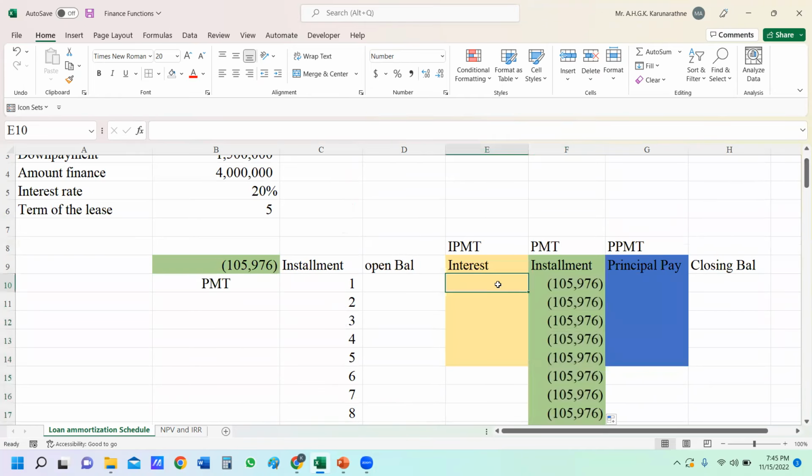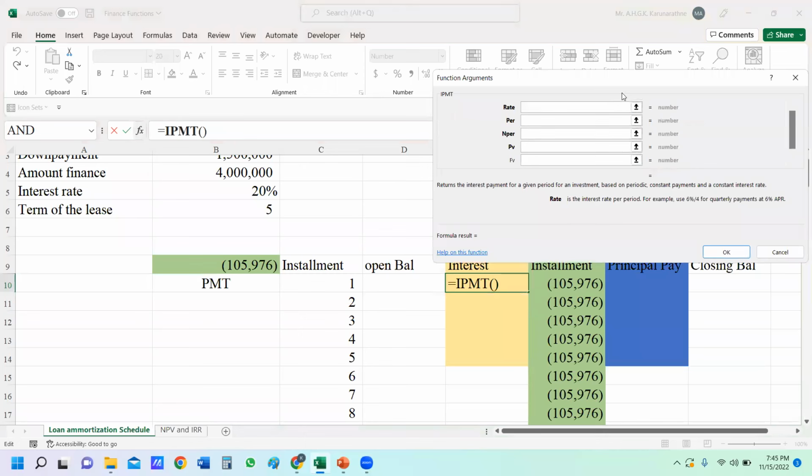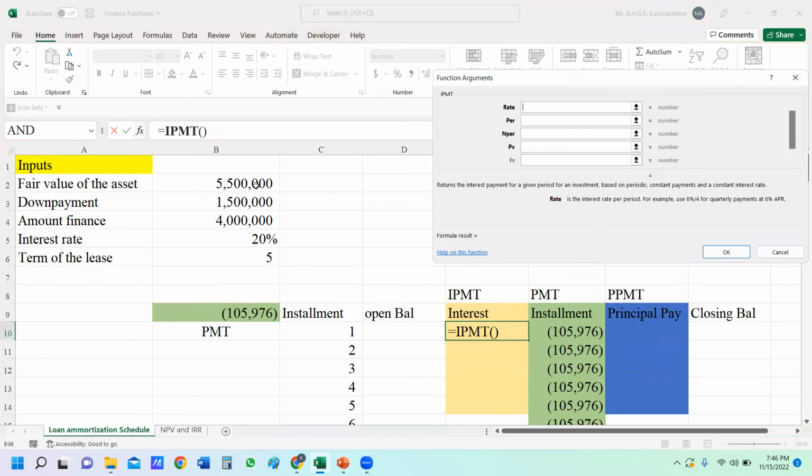Right. Then we'll compute the interest. So what is the formula? Interest payment, IPMT. Okay. First the rate is 20%. I told you when it comes to computing IPMT and PPMT, it is very important to enter all the values except the period as absolute values.